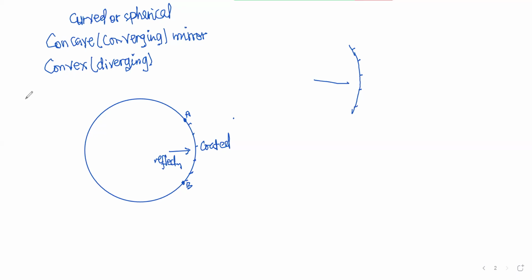So where we are indicating with the hatched lines, the lines at the back represent the coated end. So this is the coated part. And this is where the arrow points to, is a reflecting surface which curves inwardly. So for a concave mirror, this is it.